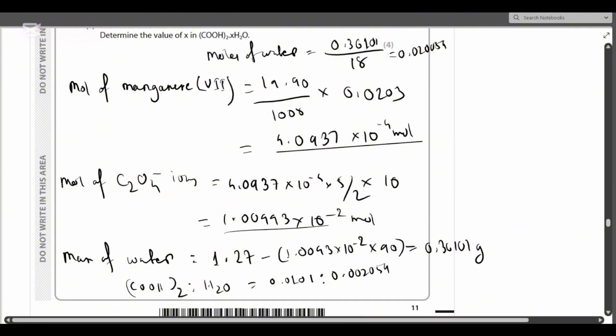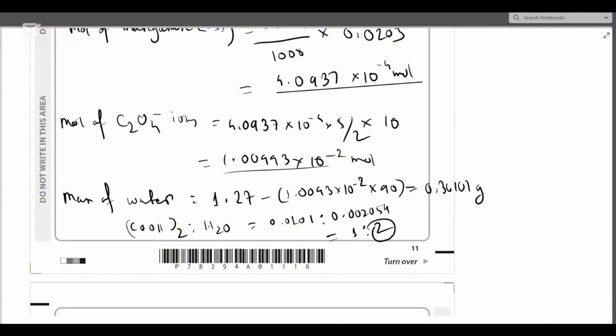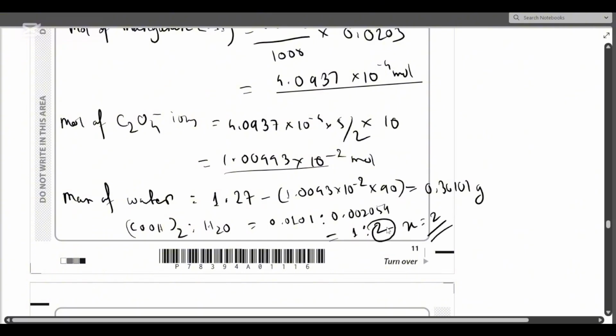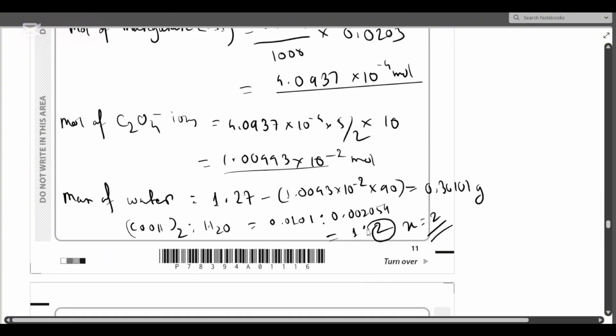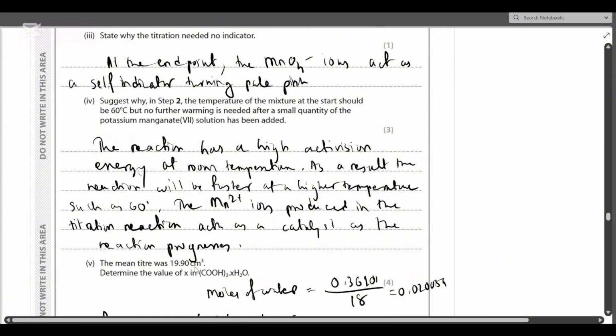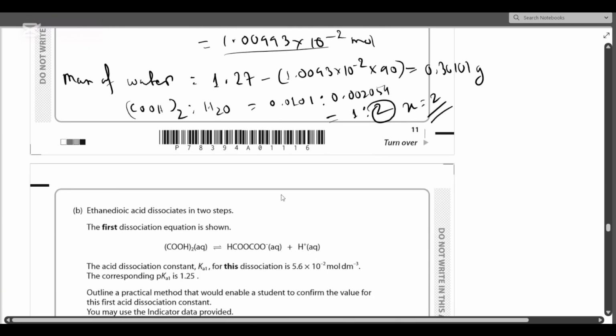And now if you find the simplest ratio, you will get about 1:2. So the value of x right here is 2. X is going to be 2, because when you find the mole ratio, we can see that it matches and it makes sense. We can see 1:2. So the moles of ethanedioic acid here is 1, while the x value, in other words the moles of water here, is 2.